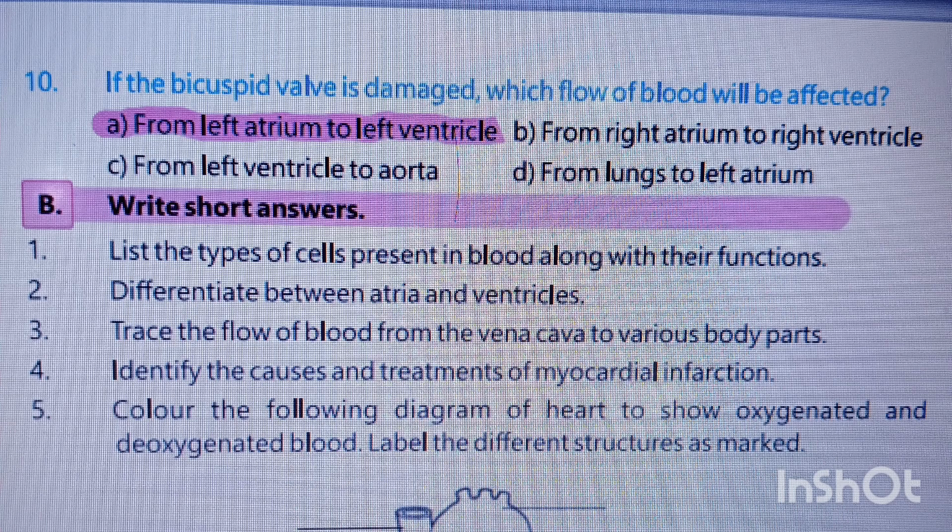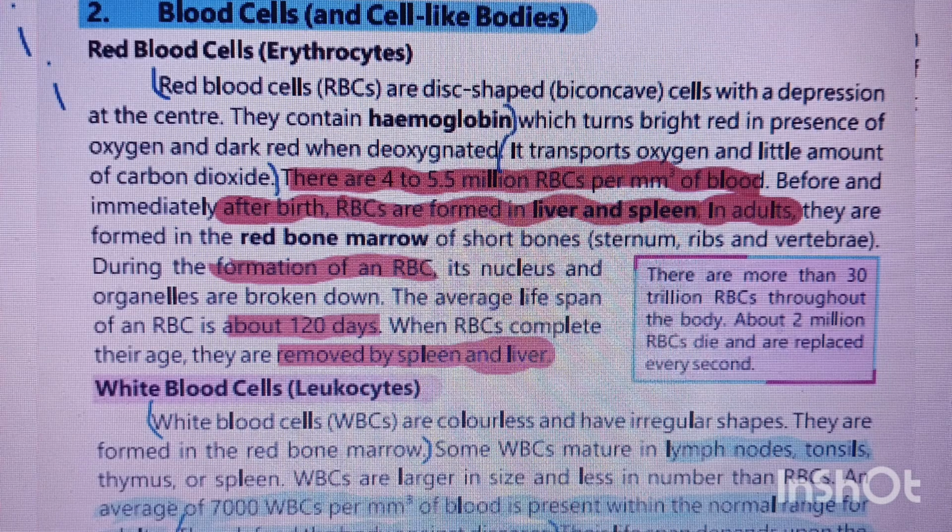Now, next we will discuss short answers, as to how much you need to write for these short questions. So, the first one is, list the types of cells present in blood and their functions.